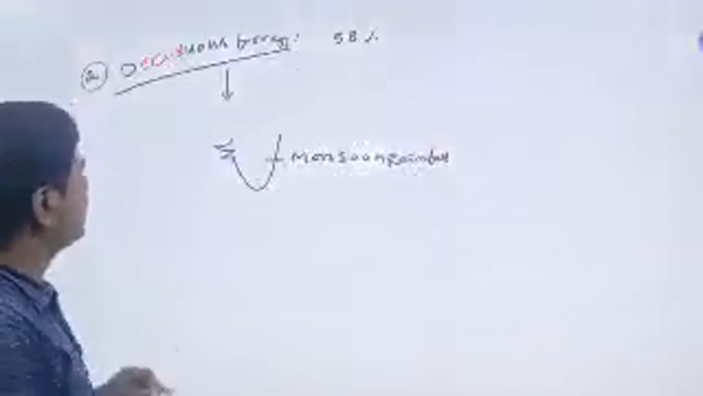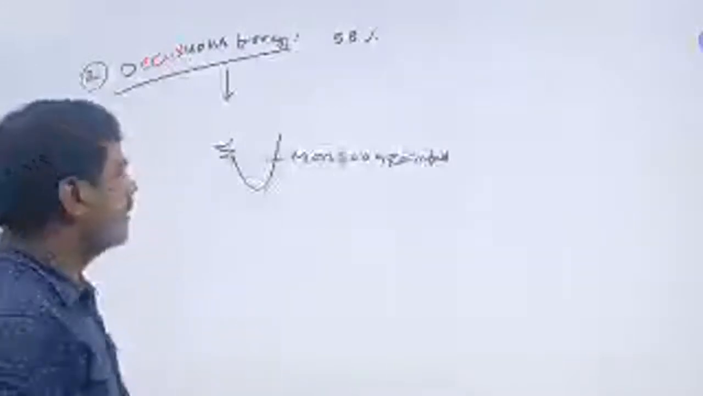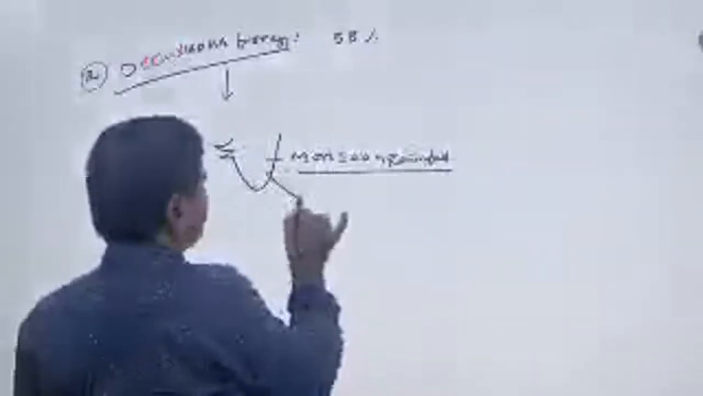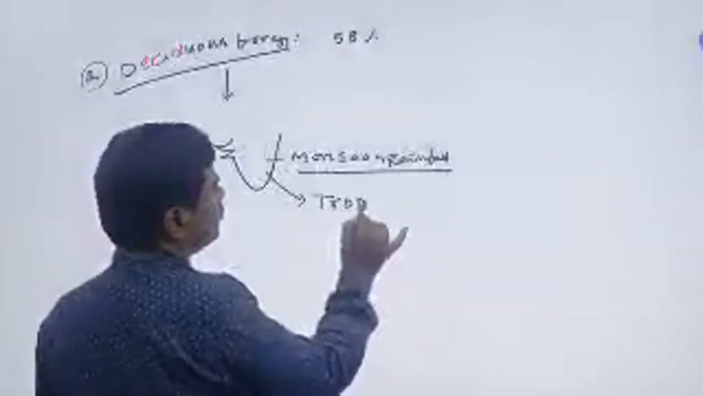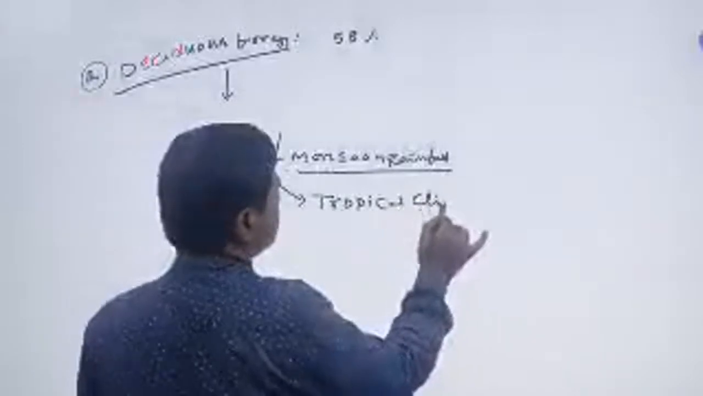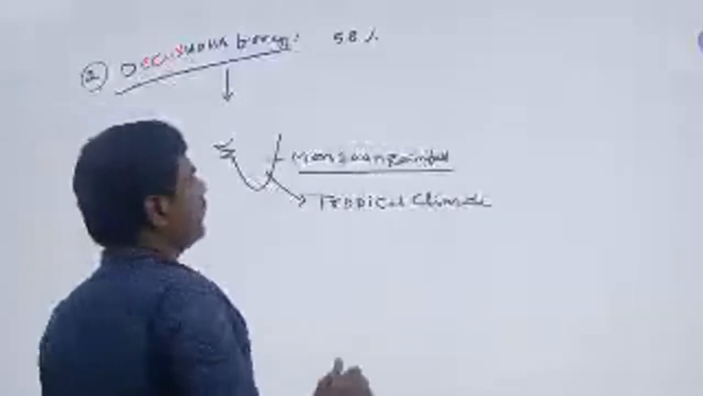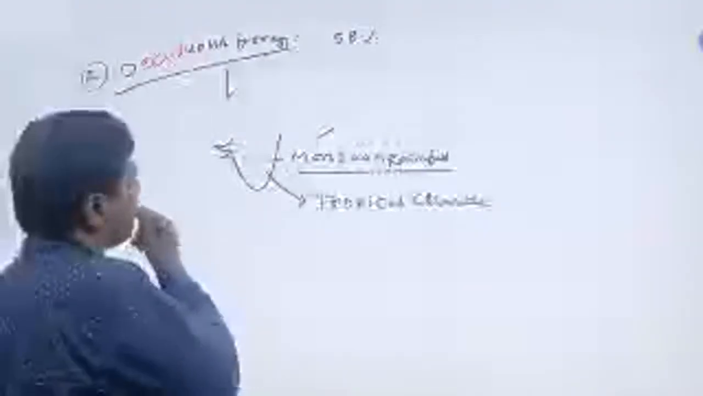This deciduous forest region receives which type of rainfall? Monsoon rainfall. This forest area is under which climate system? Tropical climate. South India is under tropical climate, with monsoon rainfall. This forest area occupies the maximum in India.